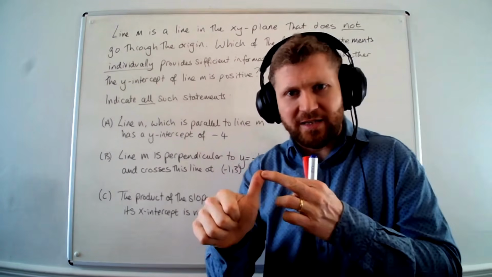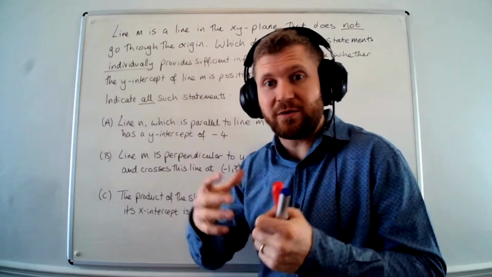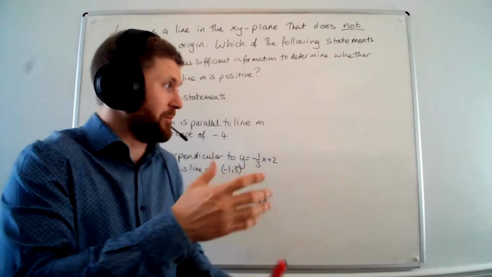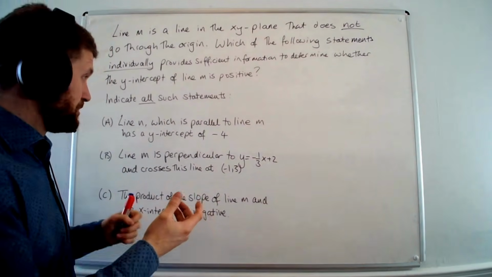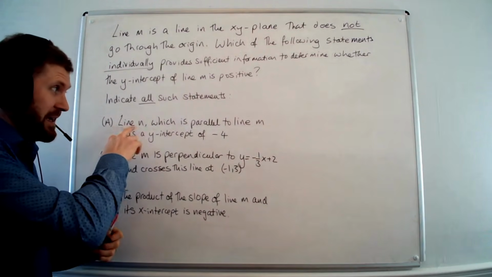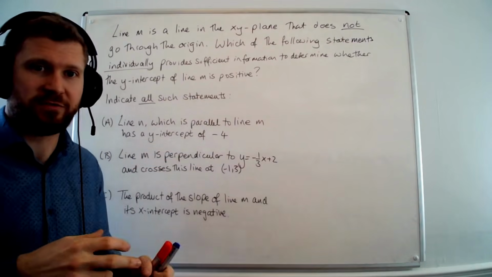So I'm going to take the fact I know that this line does not go through the origin and then look at each of these one by one and say, right, is that enough? Can I tell from this whether the y-intercept of this line is positive? And so A tells me line N, which is parallel to line M, has a y-intercept of -4.